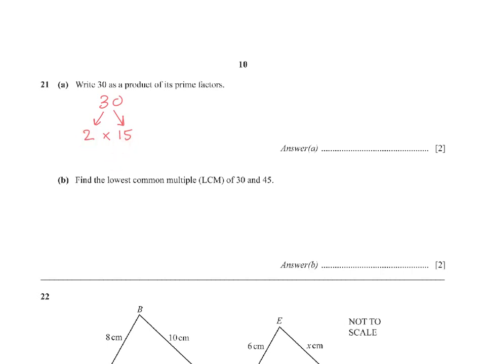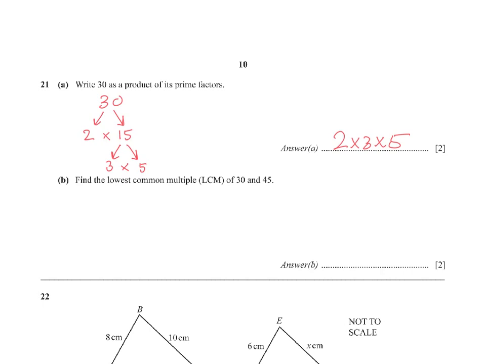15, I cannot divide it by 2, but I can divide it by the next lowest prime number, which is a 3, and then the other factor is a 5, which is also a prime. So 30 is 2 times 3 times 5. That's the product of its prime factors. These are all prime numbers, 2, 3, 5, and you can check that. 2 times 3, 6 times 5 is 30.